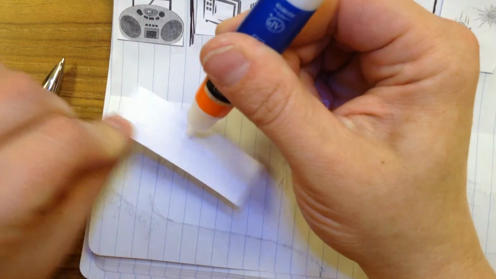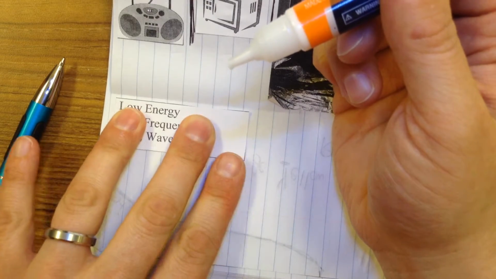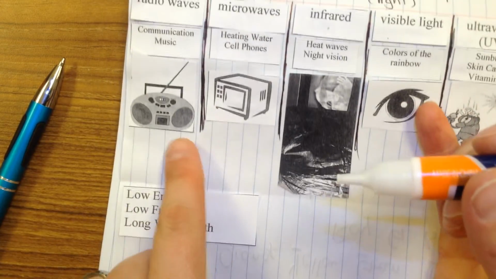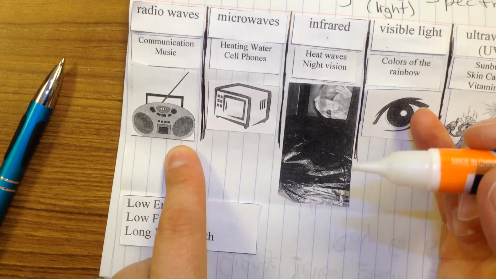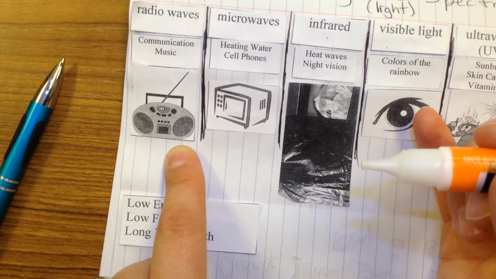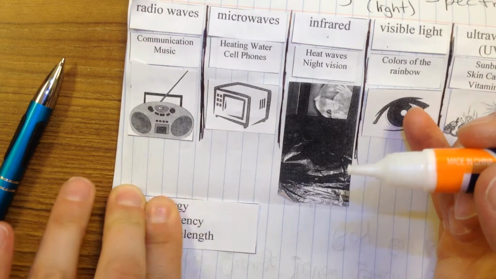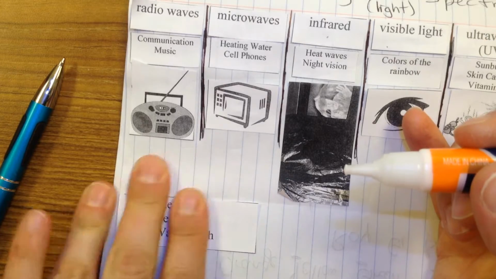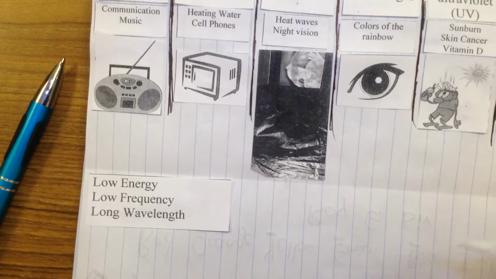Microwaves have a little bit more energy, slightly higher frequency, slightly shorter wavelengths. Okay? Wavelengths on radio waves can be football fields long. One wave can be more than a football field long. Okay? So really, really long wavelengths.